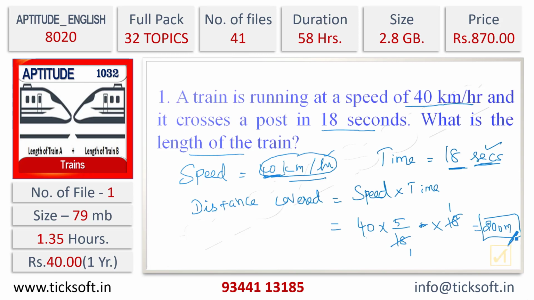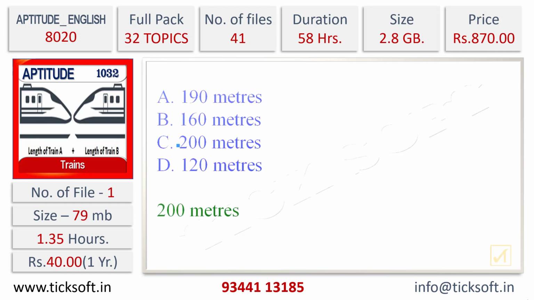So here we know that the distance covered by the train is 200 meters. So therefore definitely this distance covered must be equal to the length of the train. So here this distance covered is equal to the length of the train. So therefore the length of the train is equal to 200 meters. So this is the required answer. So here the speed and time are given. By multiplying those two values we get the distance covered, and that distance covered by the train is nothing but the length of the train. So hence out of these four options, option C, 200 meters is the correct answer.